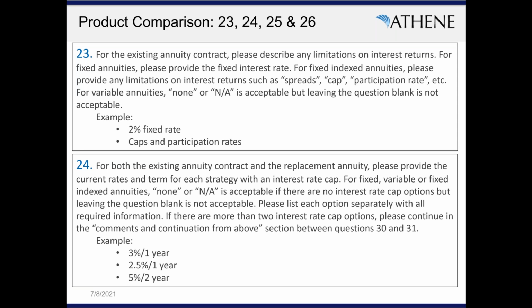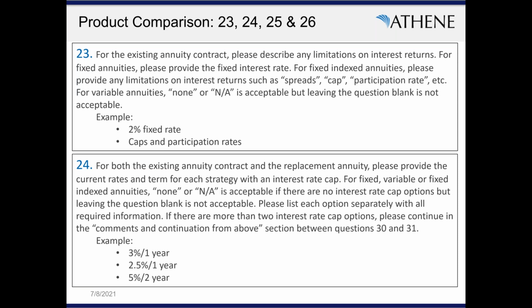If it's a fixed annuity, you have to show us what the fixed interest rate is. For fixed indexed annuities, please provide any limitations on interest returns such as spreads, cap, participation rates, etc. For variable annuities, none or NA are acceptable, but leaving the question blank is not acceptable.